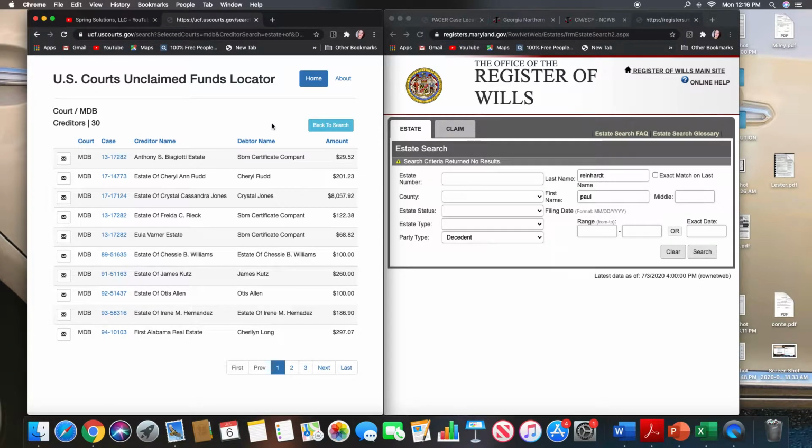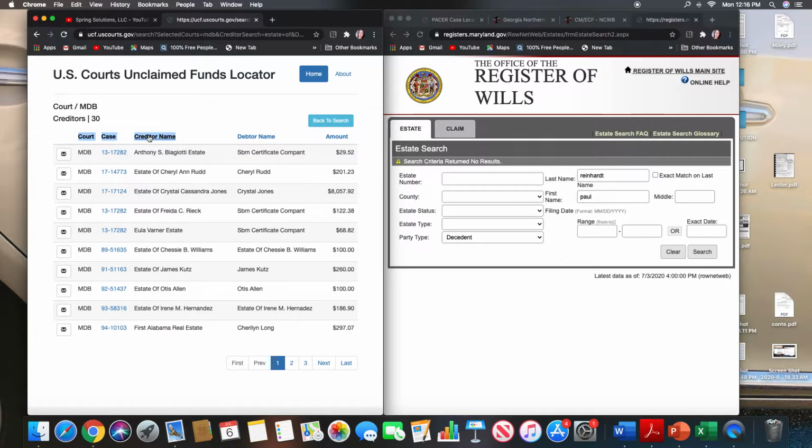So this again is in the state of Maryland. There's only about 30 cases or so. Keep in mind that this court is for all the individuals or businesses that have filed bankruptcy in the state of Maryland. Now the creditors can be anywhere. They could be in the state of Maryland or anywhere nationwide. It could even be international.